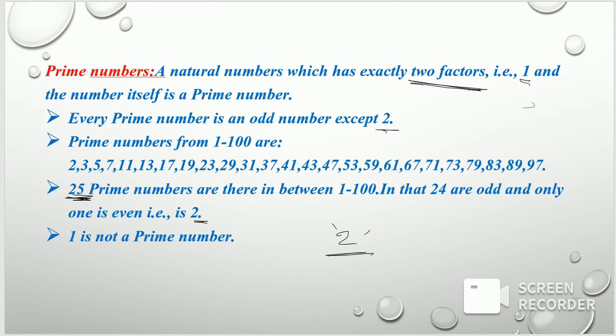Then what is meant by factors? We have to learn that first. A factor is a number which divides another number exactly. If you take 4, by which numbers is 4 exactly divisible? Those numbers are called factors. That means 4 is exactly divisible by 1, by 2, and by 4 itself. So the factors of 4 are 1, 2, 4.